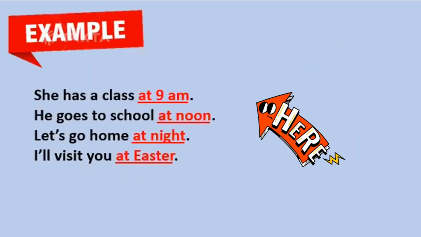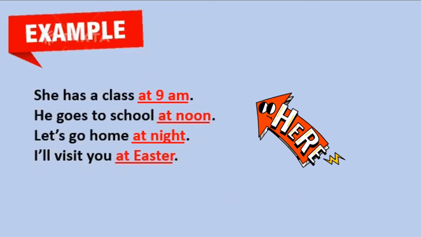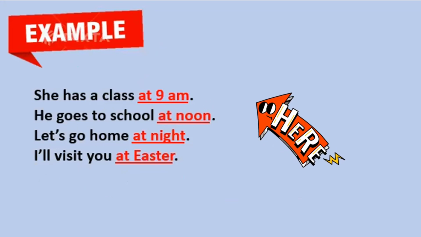So here are some examples. She has a class at 9 a.m. Of course, it is a specific time. He goes to school at noon. It is the part of the day. Let's go home at night. And I'll visit you at Easter.